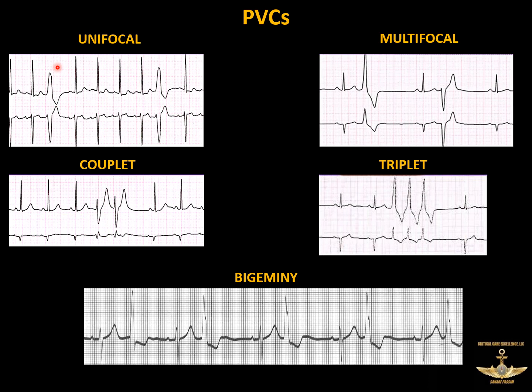So unifocal, single PVCs coming from the same place. Multifocal, PVCs coming from multiple places. Couplet, 2 PVCs together. Triplet, 3 PVCs together. And bigeminy is alternating sinus rhythm or underlying rhythm, PVC, underlying rhythm, PVC.